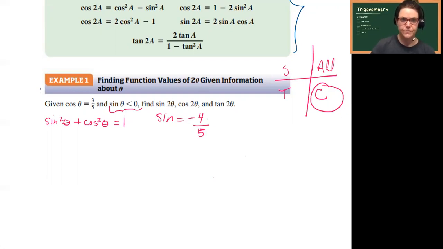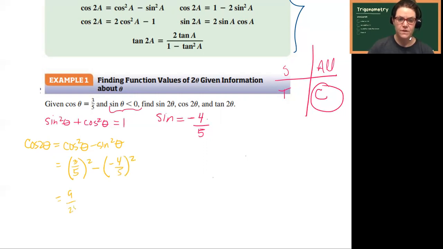So first, let me change colors real quick. Let's do cosine 2 theta. Cosine 2 theta equals cosine squared theta minus sine squared theta. So that means it equals 3/5 squared minus negative 4/5 squared, which is 9/25 minus 16/25, which is negative 7/25. So that's your first one.